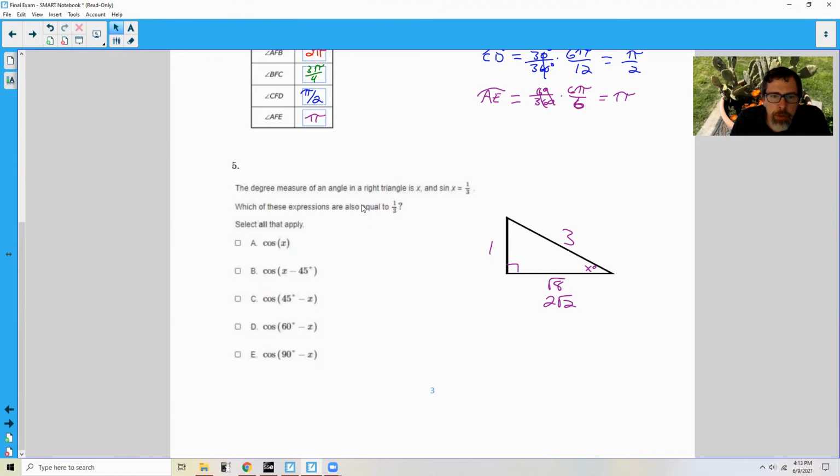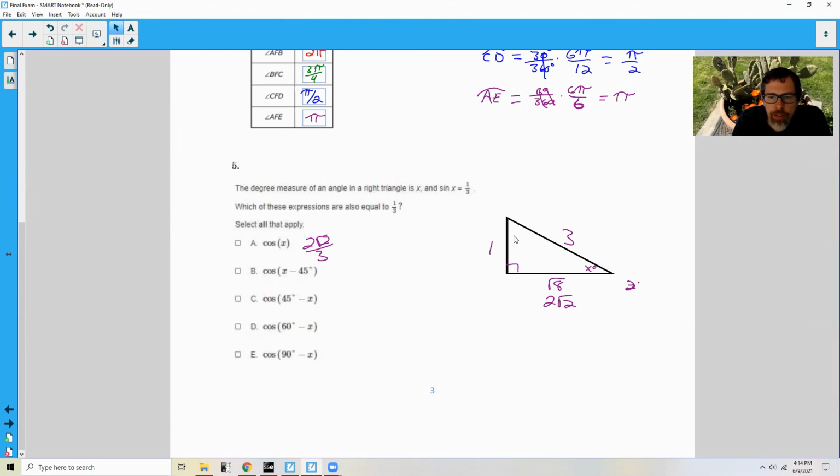It says which of these expressions is also equal to 1/3. So cosine of x, no. Cosine of x would be adjacent over hypotenuse. That would be this 2. So I'm going to put the answers over here. That'd be 2 root 2 over 3, and that's not 1/3. Cosine of x minus 45.